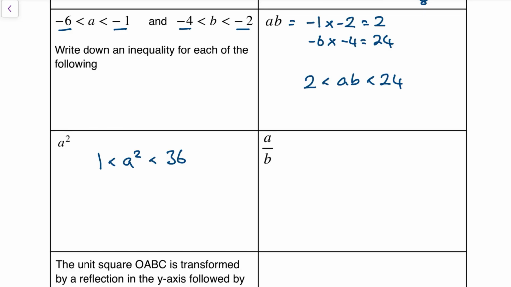Right, a divided by b. To get the biggest number you can, you take the biggest a value, again in an absolute sense, and you divide by the smallest b value. So the largest value is going to be 6, again technically minus 6, let's put the minus in, divided by the smallest b value, which is minus 2, and that's going to give you 3. And then the smallest value I can get is take the smallest value of a, which is minus 1, divide by the biggest value of b, which is minus 4, and that's going to give you a quarter. Which means that a divided by b is between a quarter and 3.